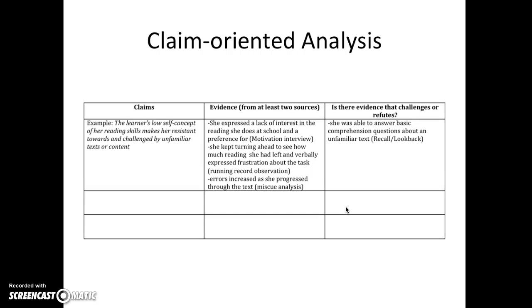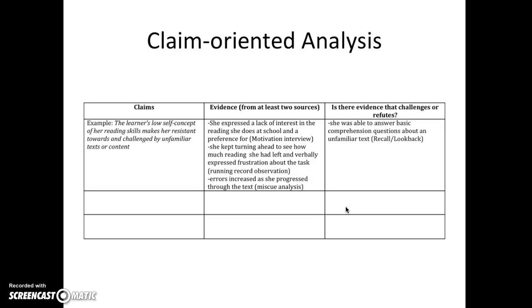This differs from a claim-oriented analysis, and in a claim case, you're going to walk in and say, I have a theory, right? I have a claim, if you want, an argument to be made for the particular learner coming into the analysis of the data. And if that's the case, you're going to want to prove the claim. That's the key piece here.